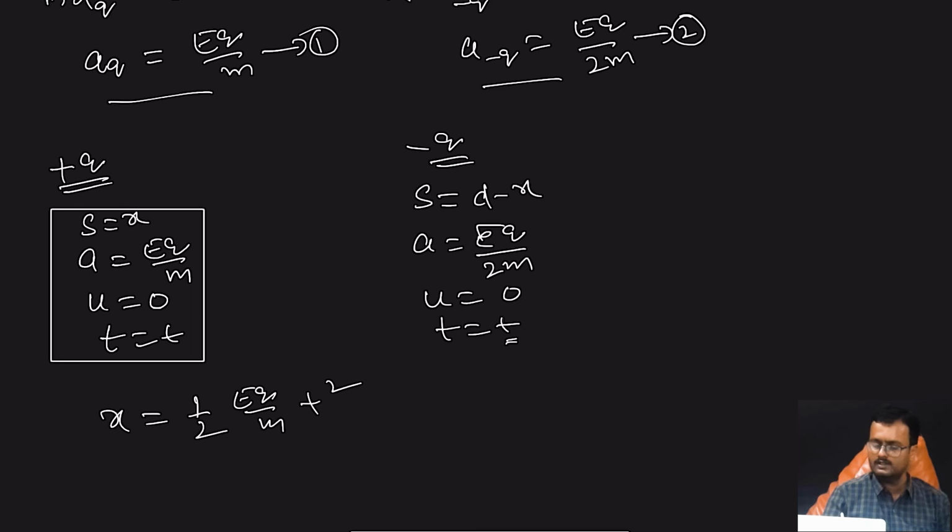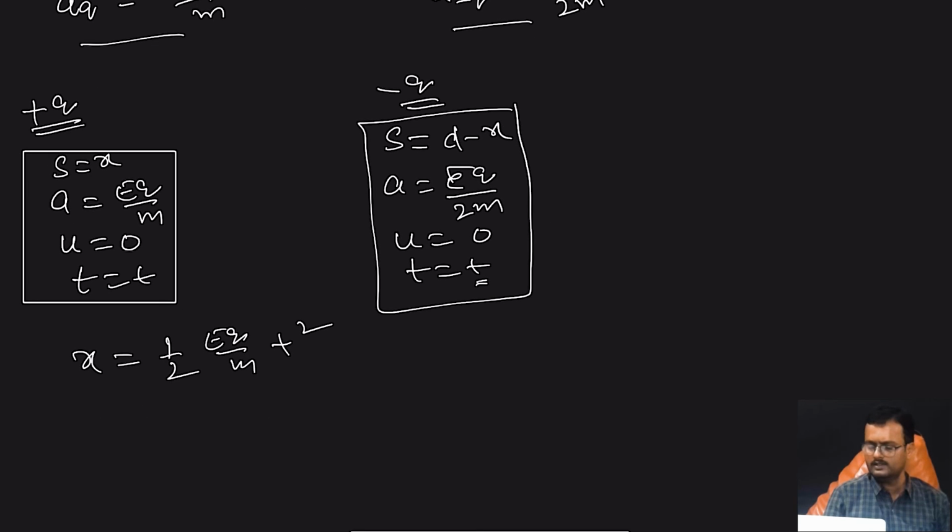For this one, s equals ut plus half at squared. u is 0, so this term becomes 0. Half a, meaning half into EQ by 2m, into t squared, and s means d minus x. So this is equation 1, this is equation 2.